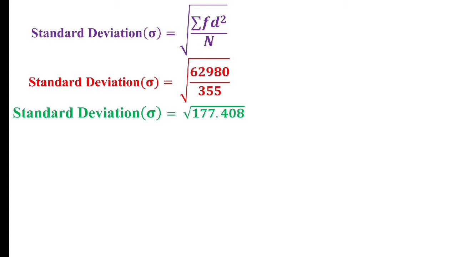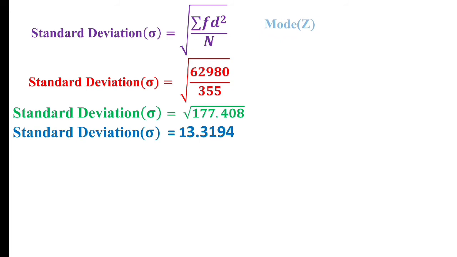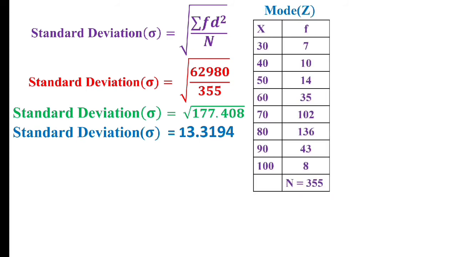Now we need to find the mode. In this problem the maximum frequency is 136, and for that the x value is 80. So mode is equal to 80 because the maximum frequency is 136.